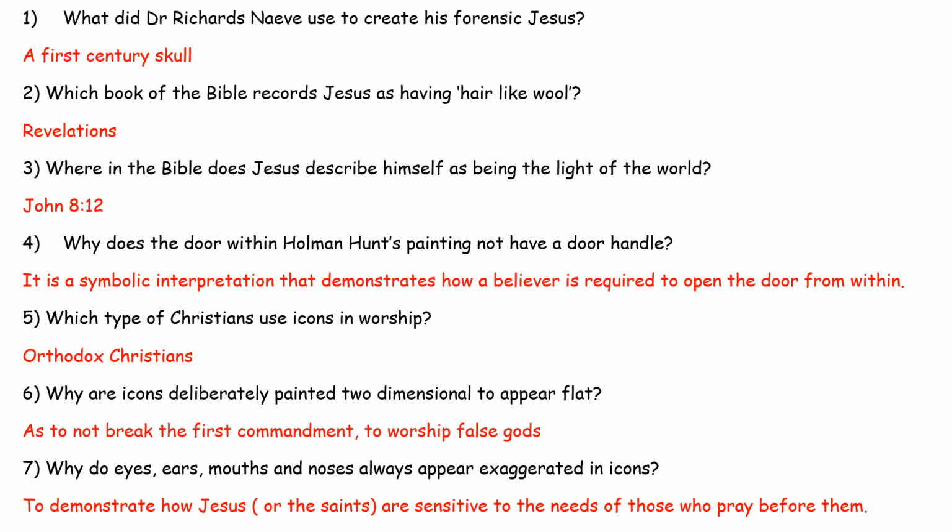Number 4, why does the door within Holman Hunt's painting not have a door handle? The answer is it's a symbolic interpretation that demonstrates how a believer is required to open the door from within. So the door is like symbolic of the human heart. Okay, Year 6. Number 5, which type of Christians use icons in worship? The answer is Orthodox Christians. Number 6, why are icons deliberately painted two-dimensional to appear flat, as to not break the first commandment to worship false gods? Number 7, why do eyes, ears, mouth and noses always appear exaggerated in icons? The answer is to demonstrate how Jesus, or the saints, are sensitive to the needs of those who pray before them.